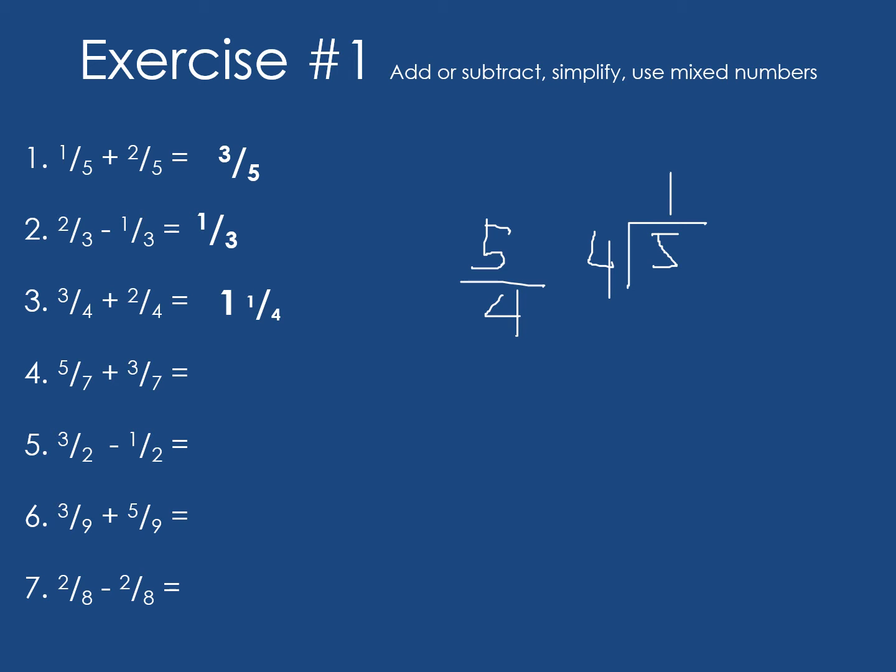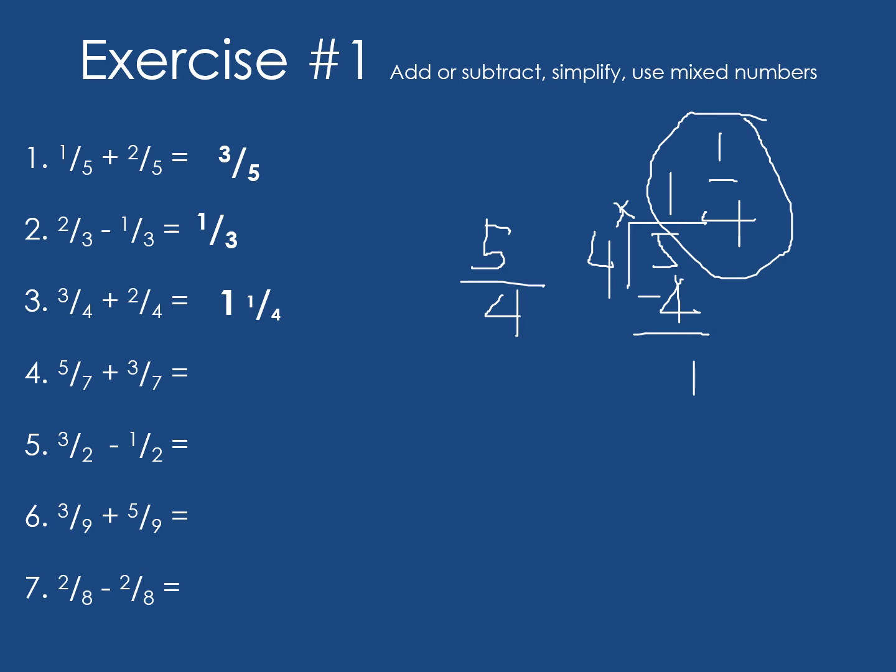The answer is 1. 1 times 4 equals 4. Okay, 5 minus 4 is equal to 1. Copy the remaining number 1, then copy the denominator 4. So this is now your answer, 1 and 1/4.